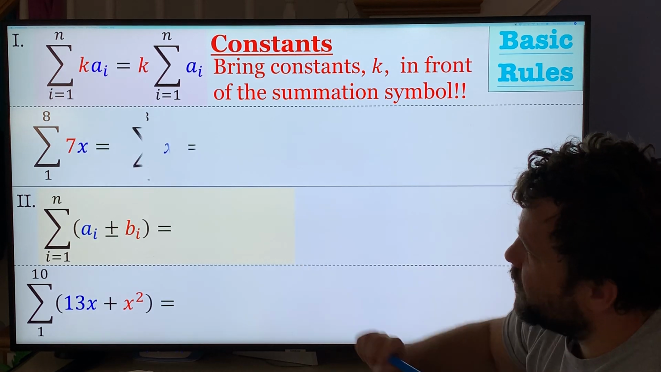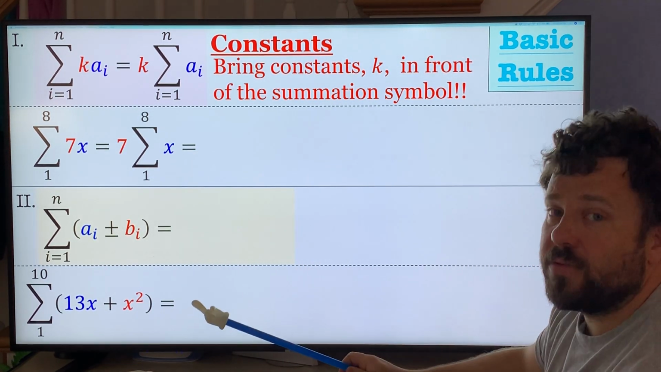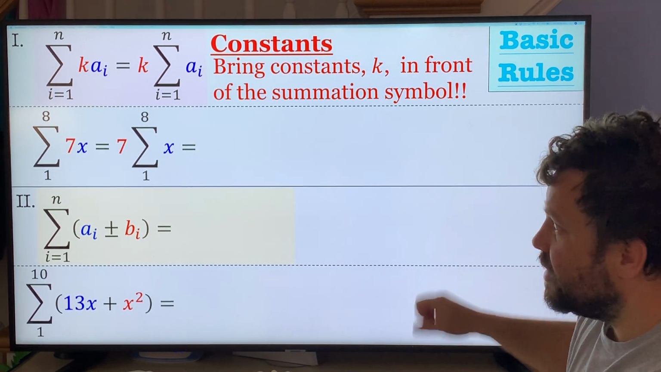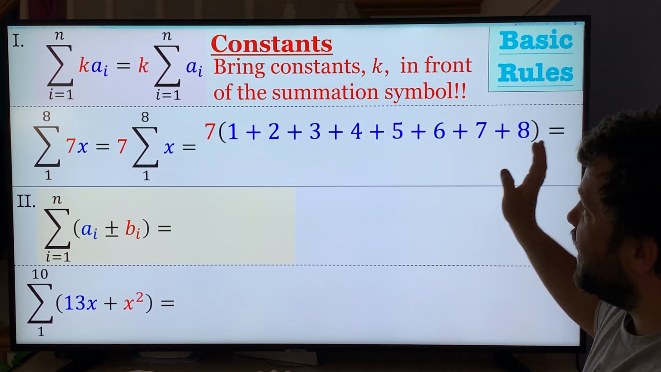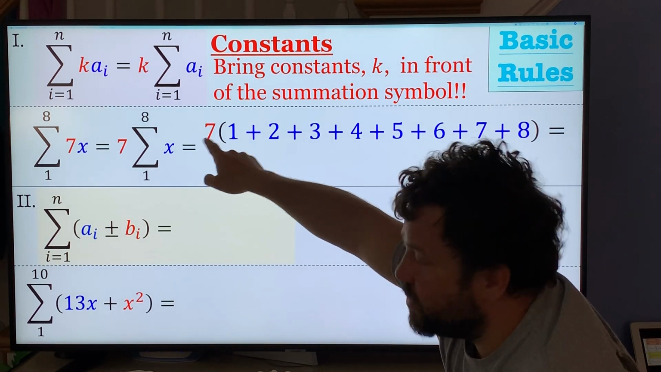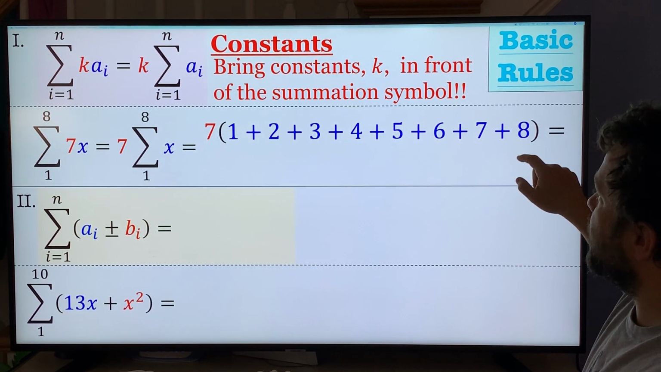Right here, I'm going to bring that 7 up front. And now I'm just going to do this summation. So instead of doing 7 times everything and adding it, this is an easy one, isn't it? This is just 1 plus 2 plus 3 plus 4 plus 5 plus 6 plus 7 plus 8. And in the end, instead of doing 7 times all these and adding them together, I multiply the final sum by 7. So I add all these numbers together, and this is how I like to add.